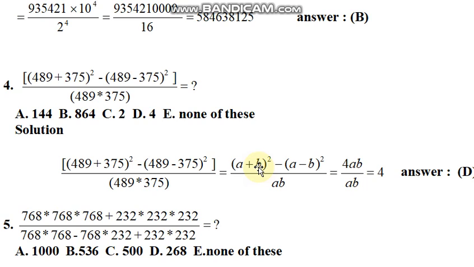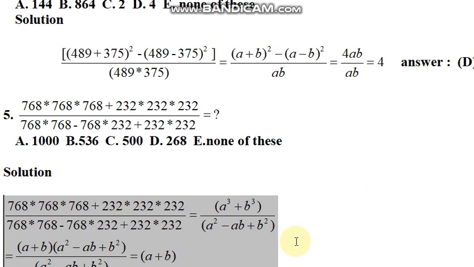Here a plus b the whole square is a square plus b square plus 2ab. Here minus symbol is there. So a square plus b square minus 2ab you will get. So this minus can change every sign. So a square cancels, b square cancels, only 4ab remains. Okay. So divided by ab you can cancel, means only we get 4. So the similar answer you will get for this. Okay. So the option is option D.